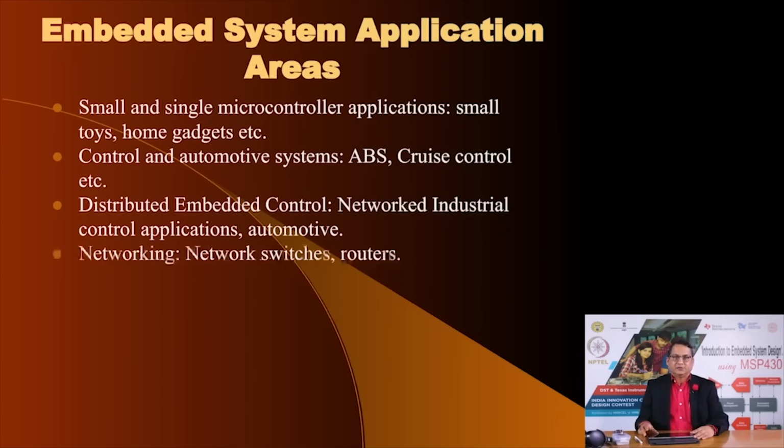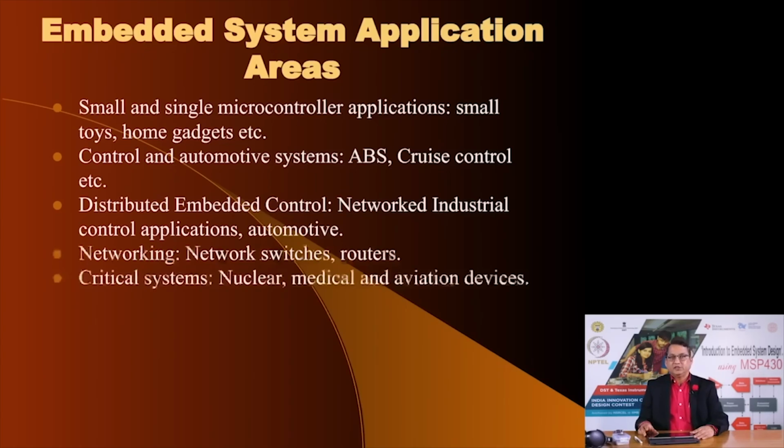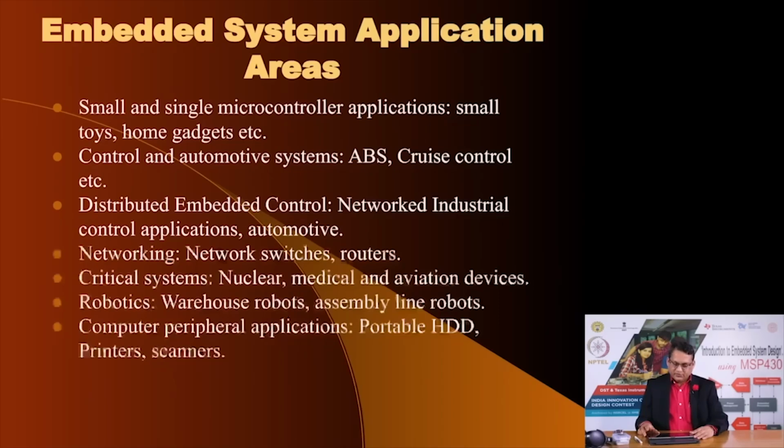You have critical systems, where the reliability of the system is very, very important, and in that category you would have nuclear power plants, the domain of aviation, and medical applications. Then you have robotics, where we have warehouse robots or assembly line robots. Then computer peripheral applications, where you have portable hard disk drives, printers and scanners, and signal processing applications such as radar or security cameras. These are application areas of embedded systems.